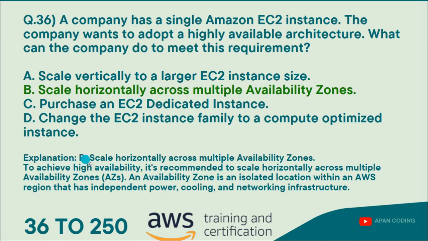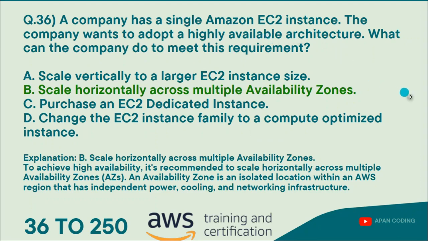The explanation is here, friends. Scale horizontally across multiple availability zones. To achieve high availability, it's recommended to scale horizontally across multiple availability zones, AZs for short. An availability zone is an isolated location within an AWS region that has independent power, cooling and networking infrastructure. So, friends, you have no requirement to manage power, cooling and networking; everything is provided by AWS. So it gives the company a highly available architecture on AWS.